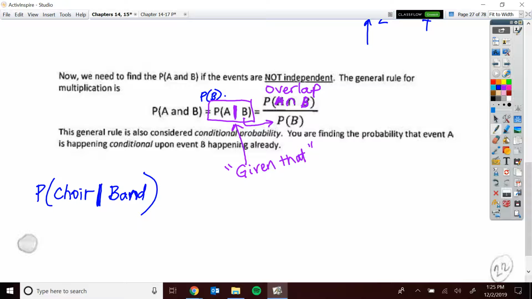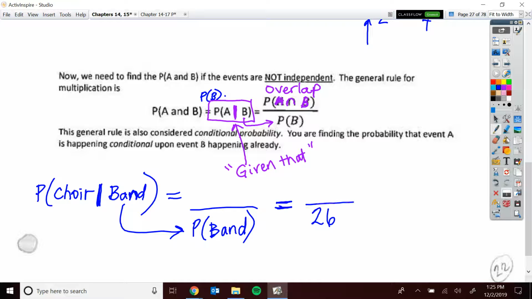Okay, given that. So what happens first? What goes on the bottom here? All of the probabilities of being in band. And I'm going to do these actually not in terms of probabilities, but in terms of the numbers. So the problem at the top of the page, what proportion were in band? 26, okay? So we're just going to do it as the number of items instead of the probability right now. And then on top of this is not all the choir people.